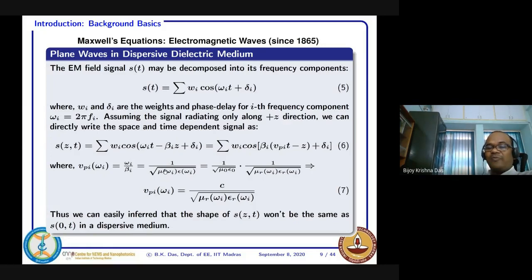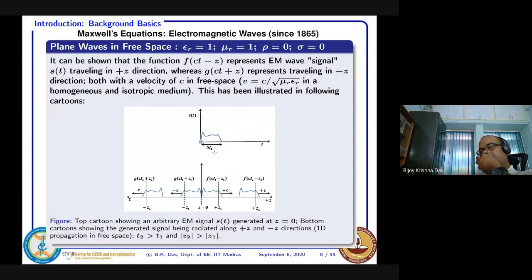So that means different frequencies will see different mu and epsilon, and they will see different velocity. If this signal is composed of multiple frequencies, and each frequency sees material with a different dielectric constant and permeability, mu r and epsilon r, then each of these components will travel with different velocity. Then the shape of this signal, whatever is represented here, will not be maintained.